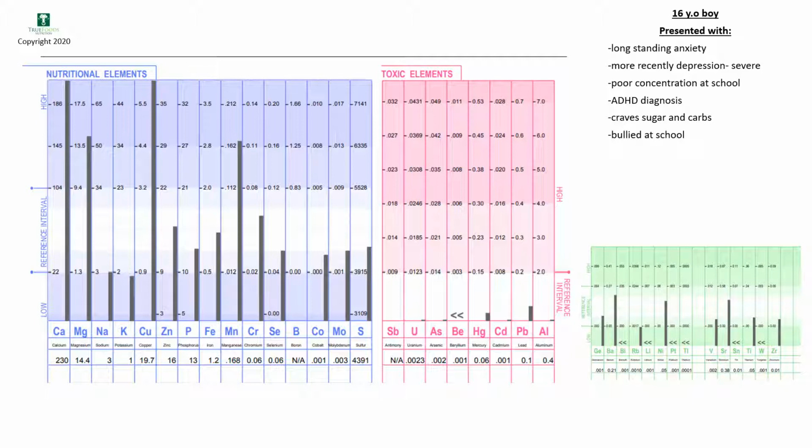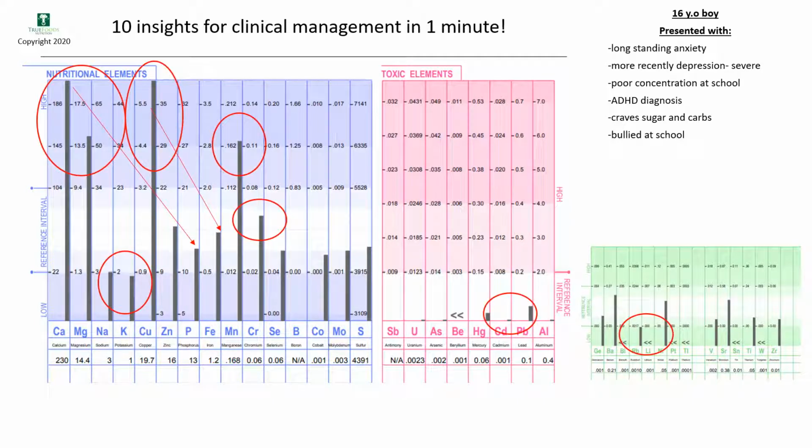So, 10 insights that you can gain very quickly by just glancing at this report. Number one, his calcium to magnesium level is extremely high. So you can see that discrepancy right on the chart. He's very magnesium deficient, which is going to ruin his concentration, affect his mood, and affect his blood sugar balance and sugar cravings.